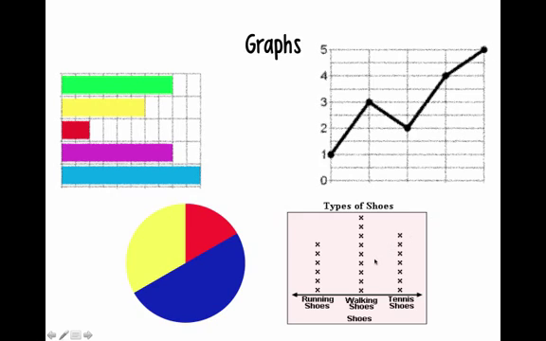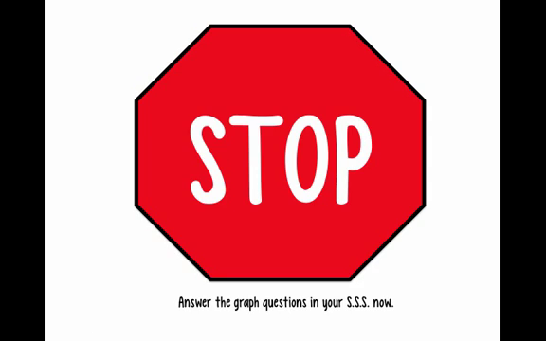And the last one is the line plot. That was one of your vocabulary terms. Go ahead and stop and answer the question on your S.S.S. now. You should have a question that is a fill in the blank. You should have a chart question that you need to read carefully and figure out if Jerry made a mistake or if he got it right. And then you need to identify the 3 types of graphs that are on your paper.